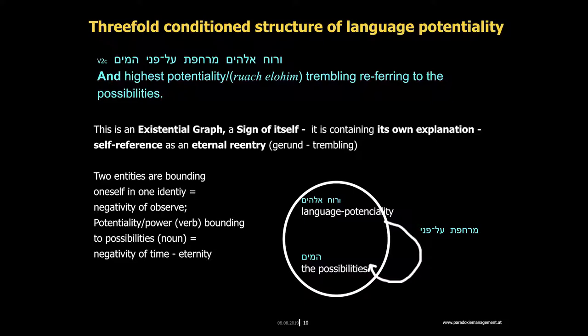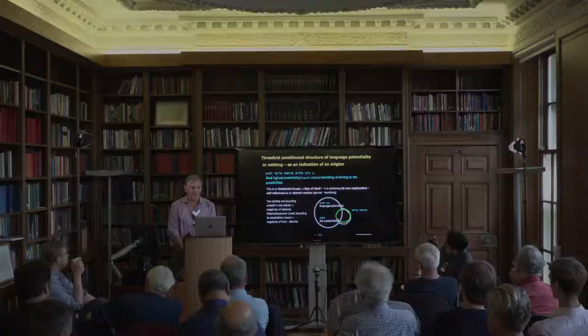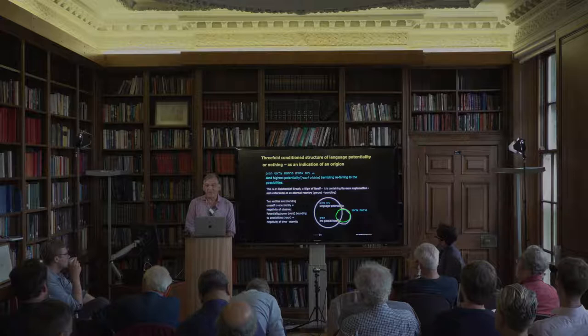The third pattern is an existential graph in the sense of Peirce, denoted in Genesis as highest potentiality, trembling, referring to the possibilities. It's a sign of itself, it's its own explanation. Language, potentiality, trembling, referring to the possibilities. That's the threefold structure of language, potentiality, or nothing, an indication of an origin.